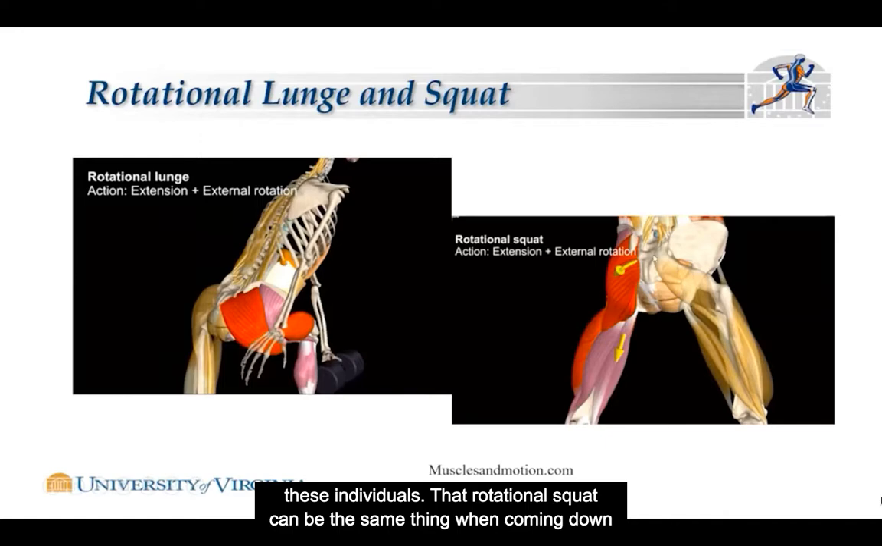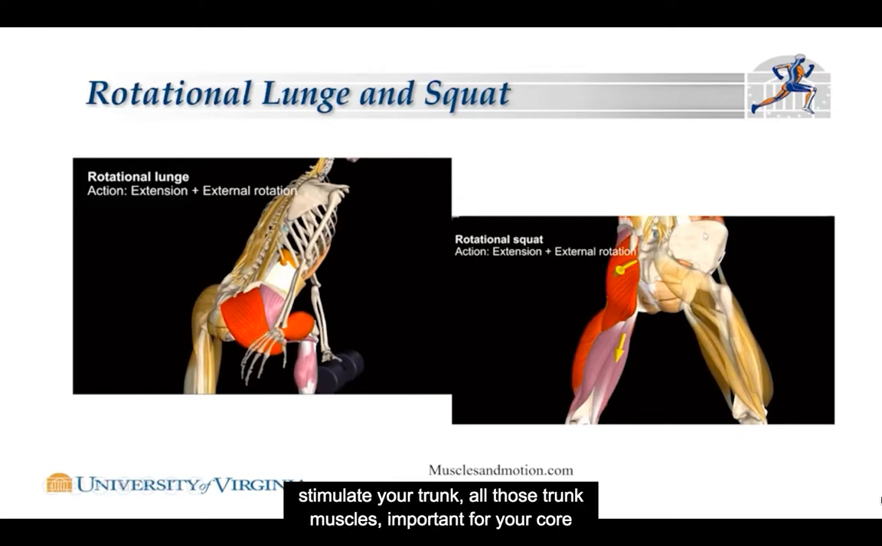That rotational squat can be the same thing where I'm coming down in one direction and I'm rotating back up. And depending on where you hold that weight, can help stimulate that erector spinae muscle group. It can help stimulate your trunk, all those trunk muscles, important for your core stabilization when you're trying to transmit those forces from the lower extremity to the upper extremity and vice versa.